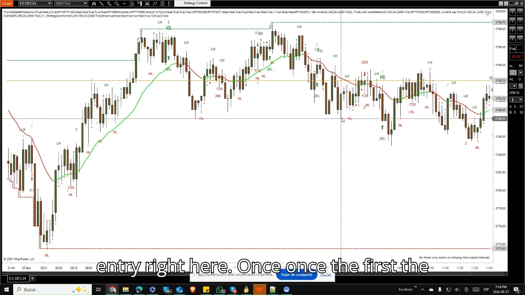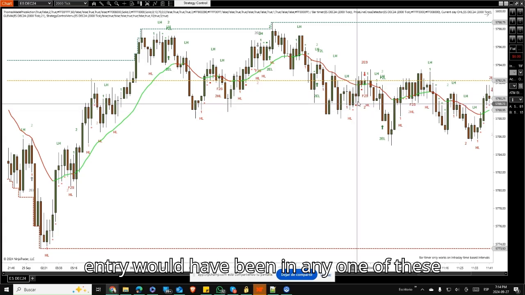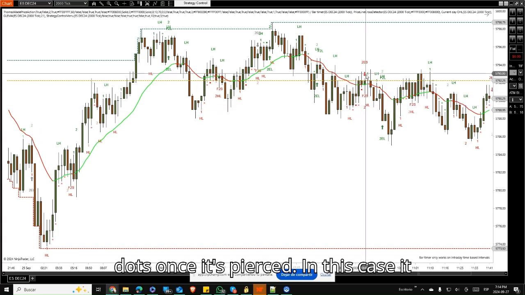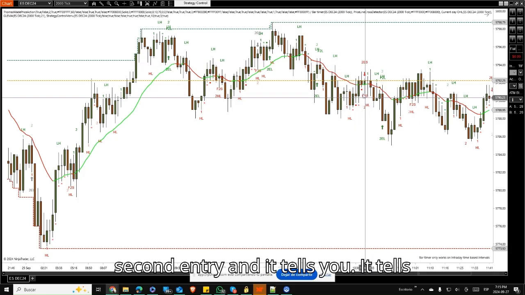Once the first entry was set, then the second entry would have been at any one of these dots once it's pierced. In this case, it was pierced here, so that's why it says second entry. But it was a failed second entry, and it tells you it's a failed second entry.